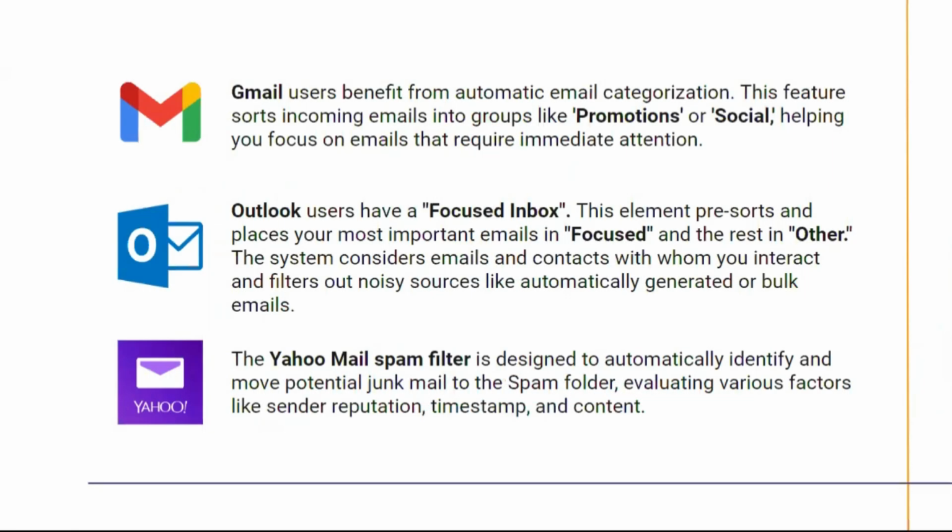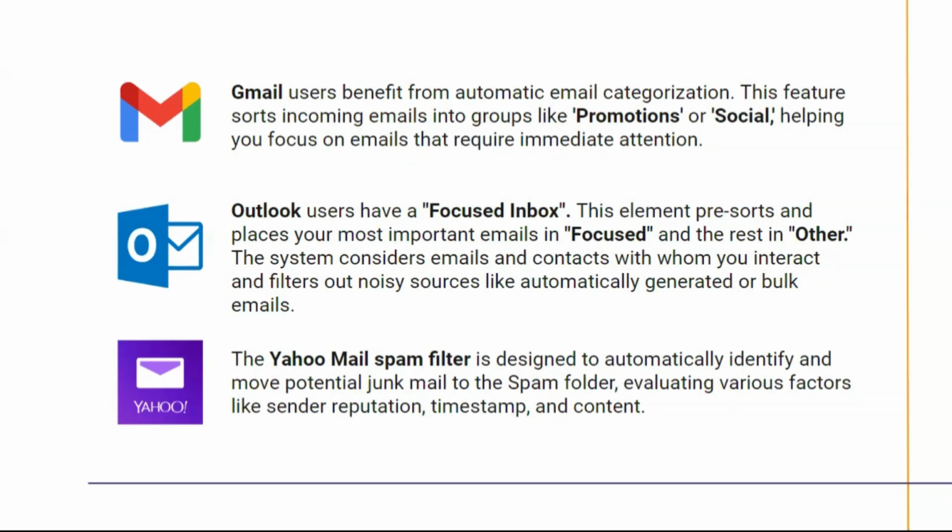Email filtering is one of the best ways to protect you against spam as well. If you don't know what email filtering is exactly, it is essentially the practice of automatically sorting messages based on their content and the sender information. If you are a Gmail user, you benefit from automatic email categorization. This feature sorts incoming emails into groups, and some of the options you will have are promotions or social. They help you focus on emails that actually require immediate attention as opposed to the ones that don't.